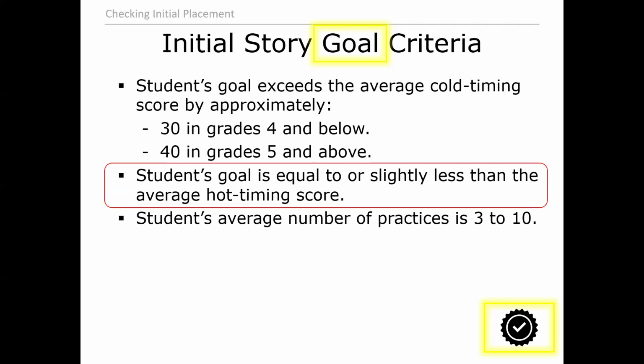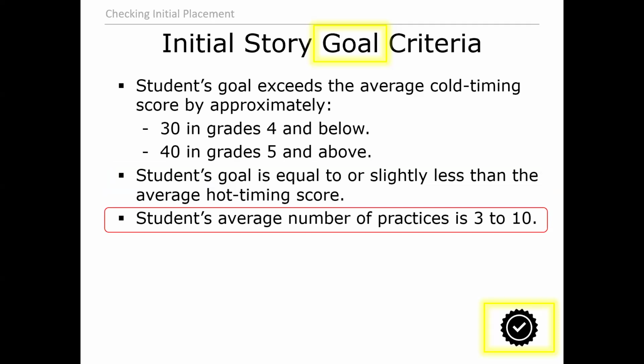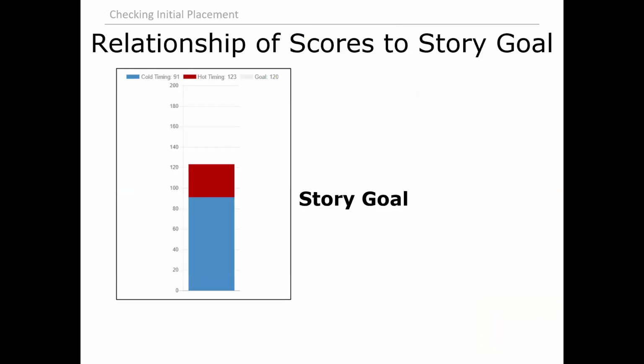If it's far away, then an adjustment's needed. What we consider far away is when you get to a double digit, okay? So if the difference is 10 or more words, then a change is needed. The last thing you look at is how many times they practice. So I'm going to explain this information again, but just in picture format, okay? So the story goal and the cold timing score are going to be about 30 words apart for young students, about 40 words apart for older students.